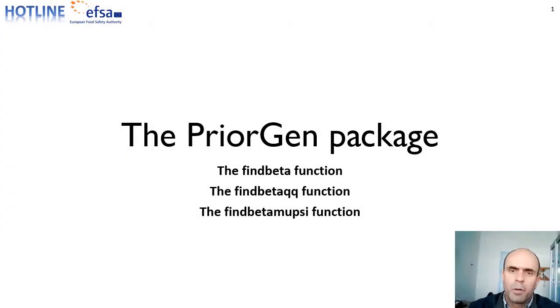Hello, in this video we are going to explore the PriorGen package. It has three functions: the find beta, the find beta QQ, and the find beta MUPC. Let's see how they work.